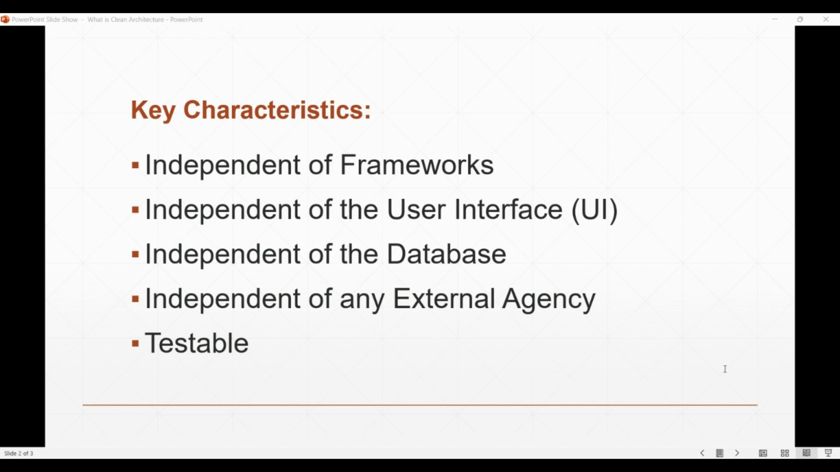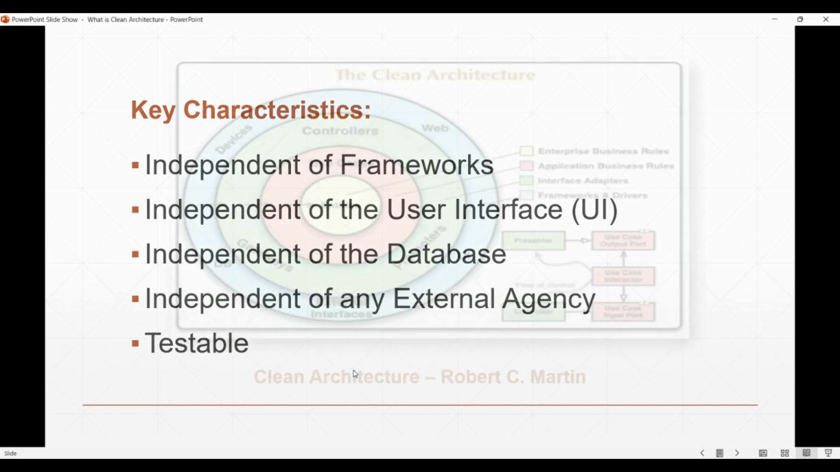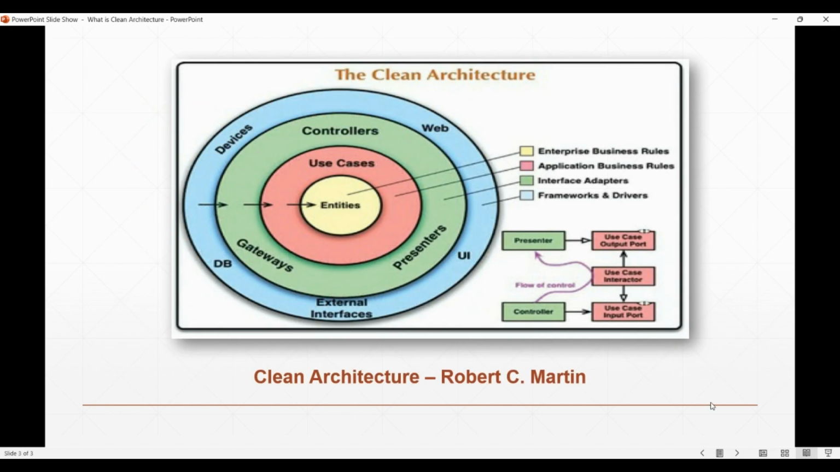And finally, the systems must be testable. When we say testable, we mean the business rules can be tested without the UI, database, web server, or any other external element. So, this is the diagram of such an architecture provided by Robert C. Martin in his book, which he called the actionable idea of these characteristics.